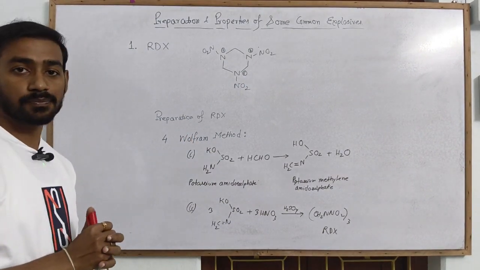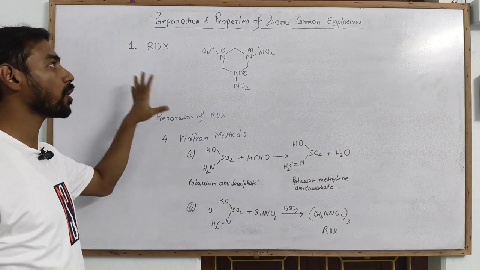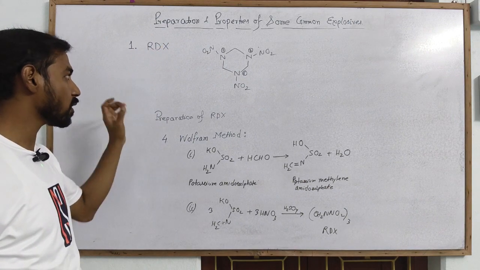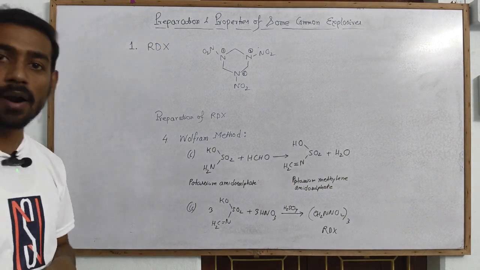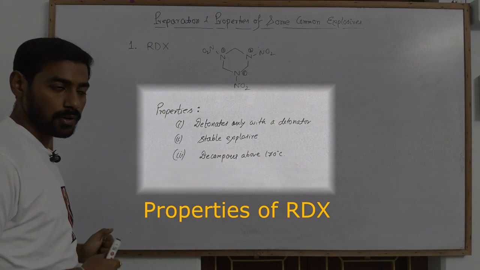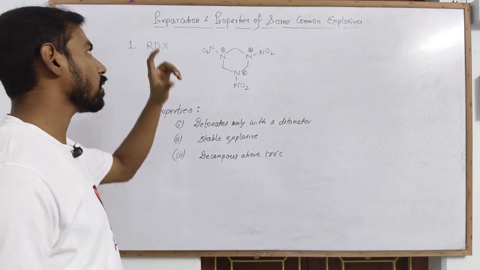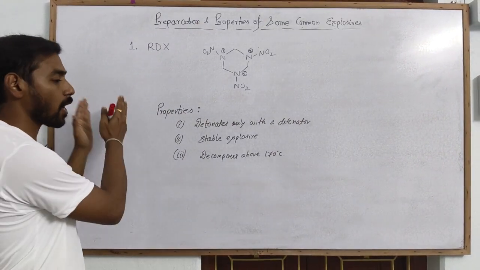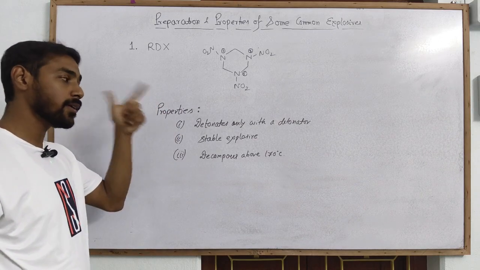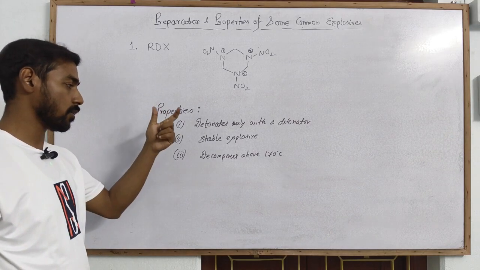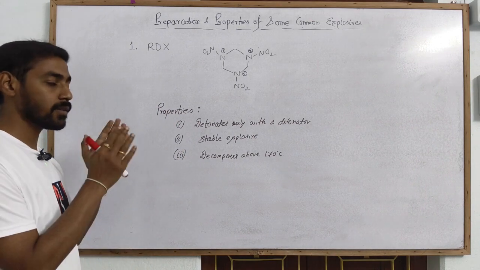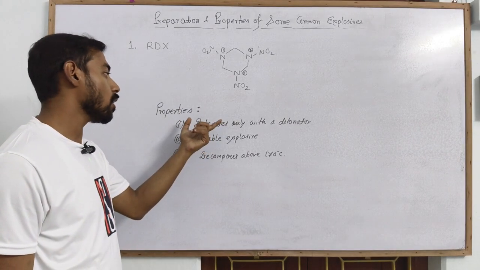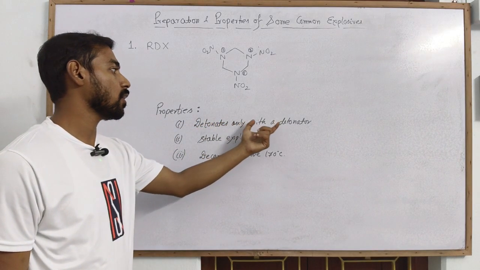Now we will look into the important properties of RDX. When we classified explosives based on sensitivity, we came to know there were primary, secondary and tertiary explosives, and there we learned that RDX is a secondary explosive because it has less sensitivity. As it has less sensitivity, it can only be detonated by a detonator.